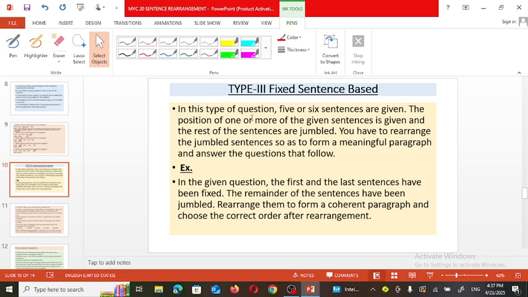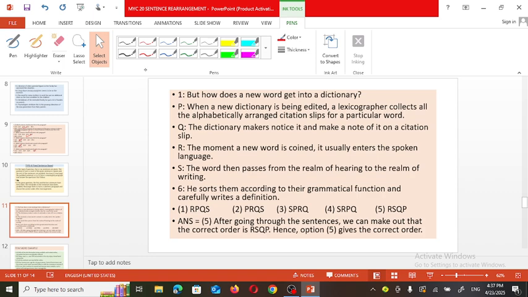Now see the next type of question, fixed sentence based. So what kind of question is it? In fixed sentence based means first and the last, or sometimes only first or only last sentence will be given to you. And in between the paragraph, other four sentences will be jumbled. Now you are required to rearrange these sentences so that a meaningful paragraph can be made. For example, see in the given example here, you are able to see number 1 and number 6, means first and last sentence of this paragraph is given.